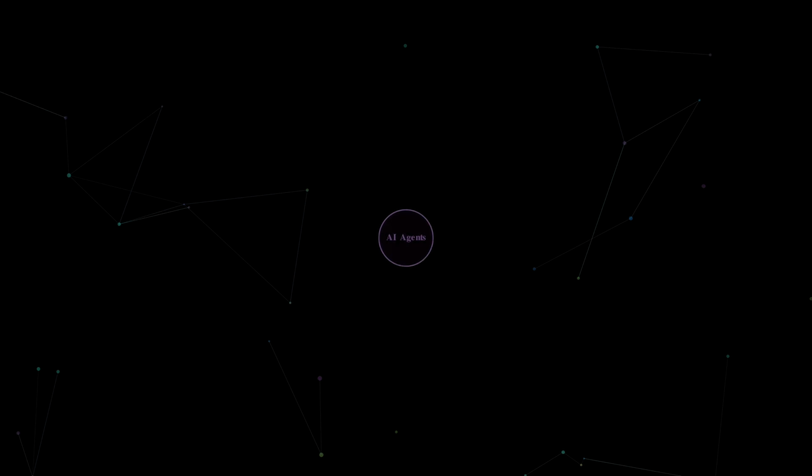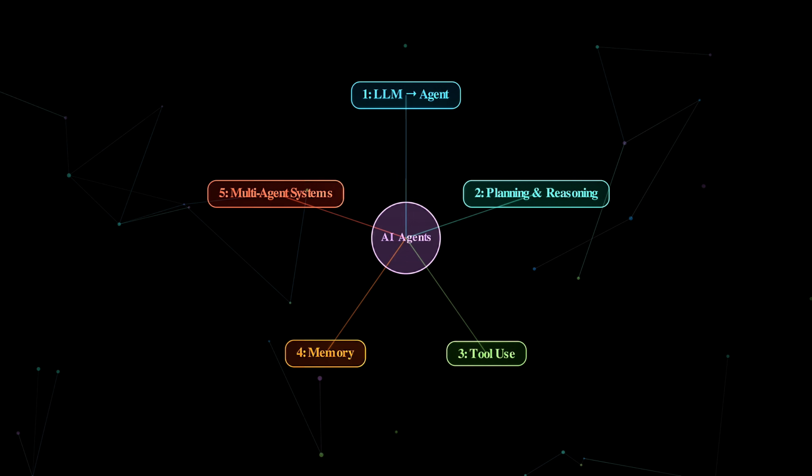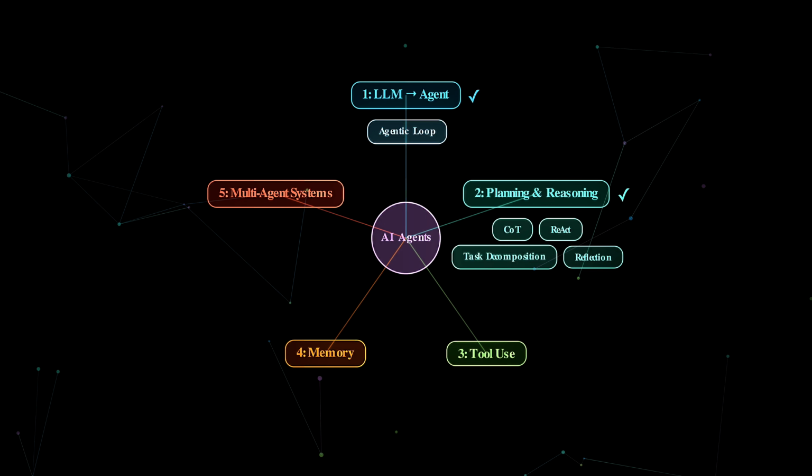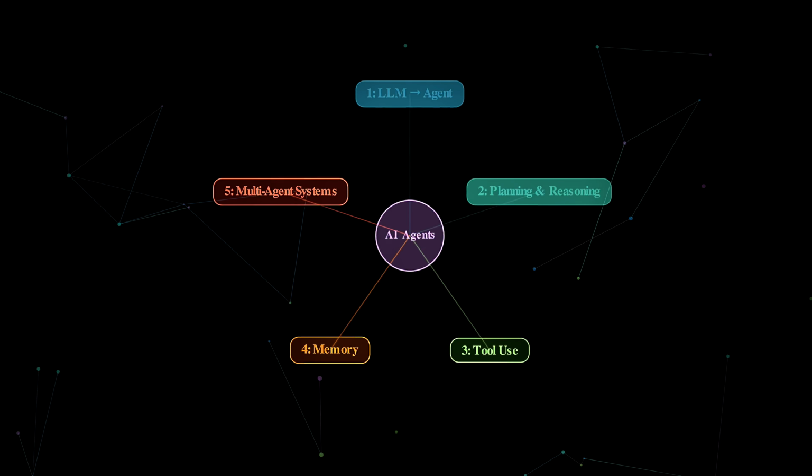Welcome back. In the last video, we explored how a plain LLM becomes an AI agent, the loop that makes it agentic, and how agents plan and reason through chain of thought, ReAct, task decomposition, and reflection. If you haven't watched that yet, I'd recommend starting there.